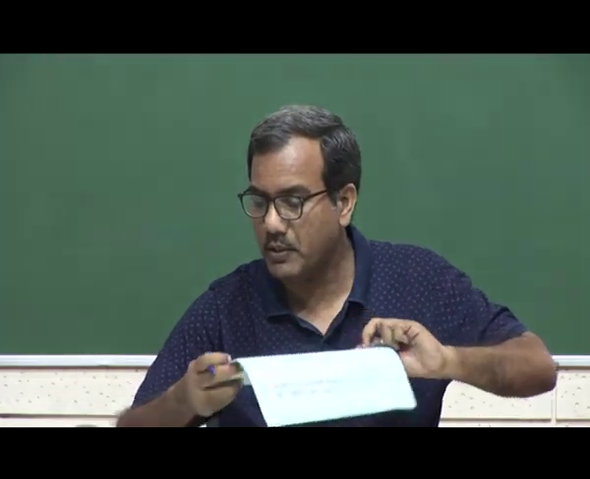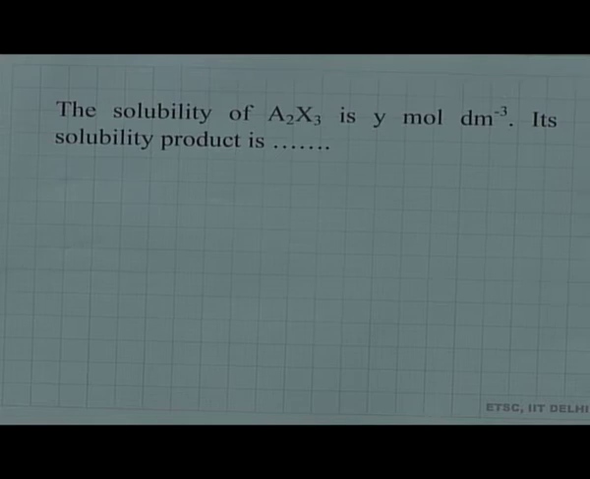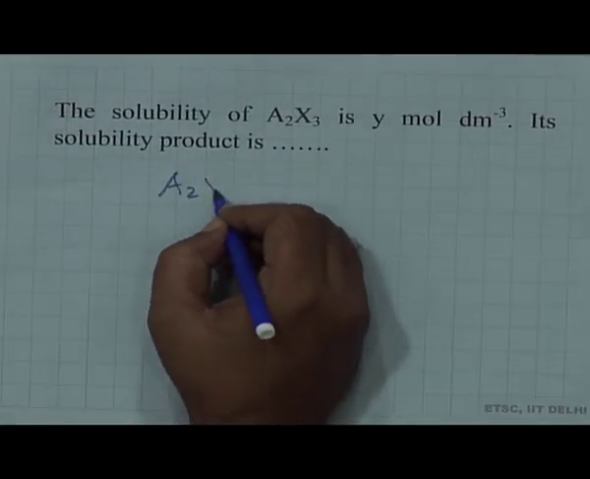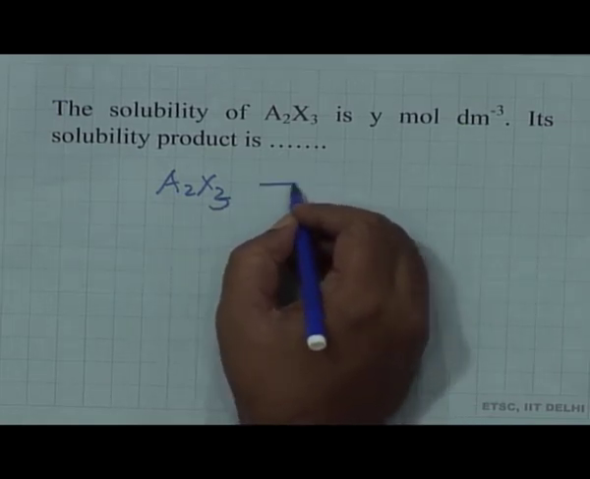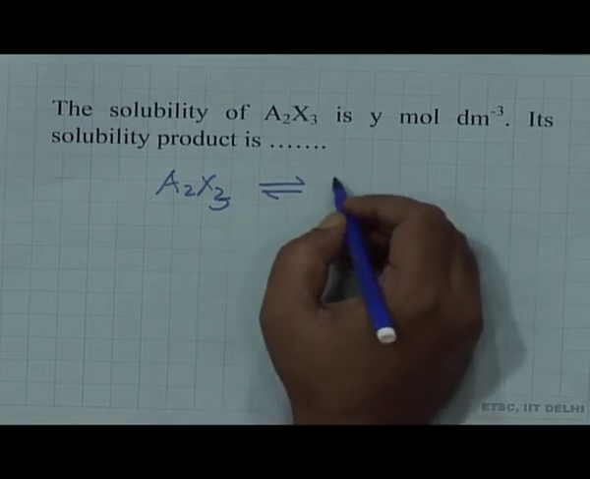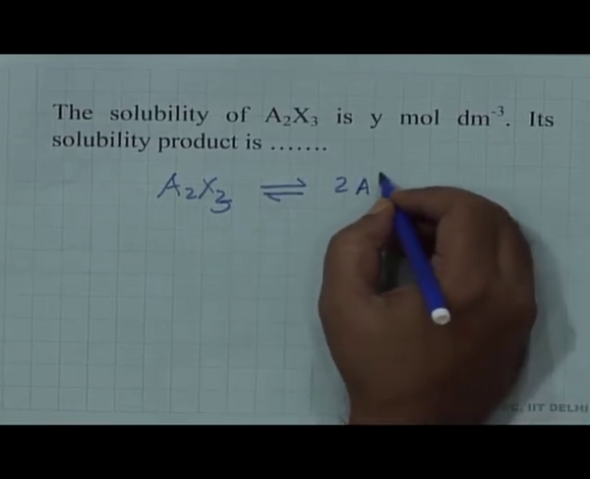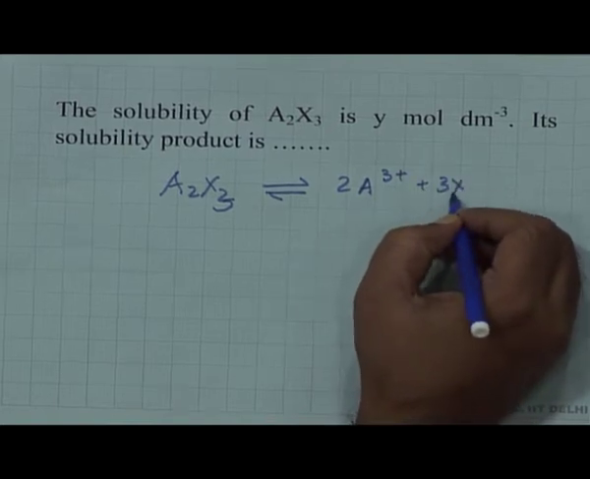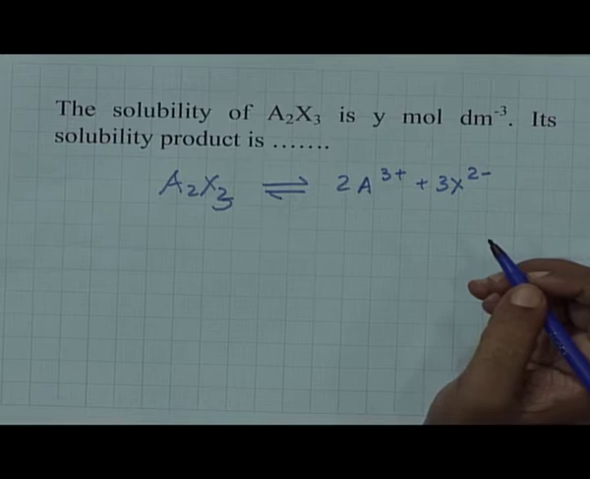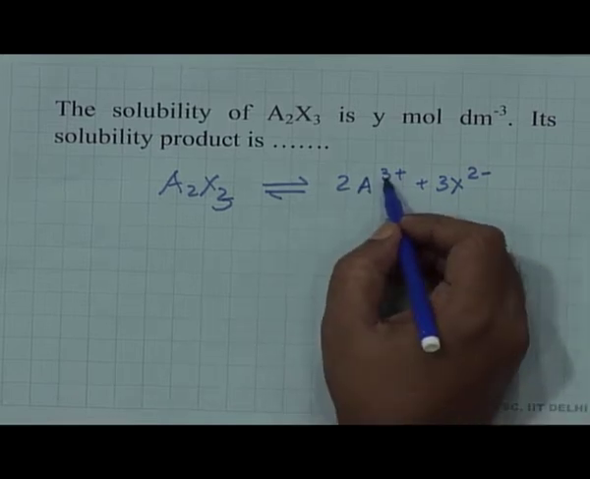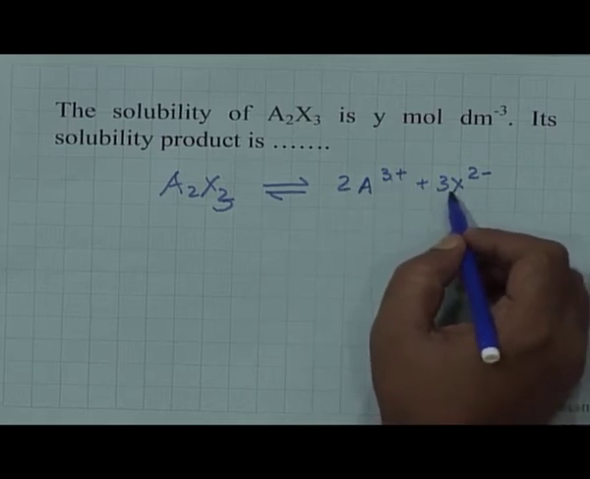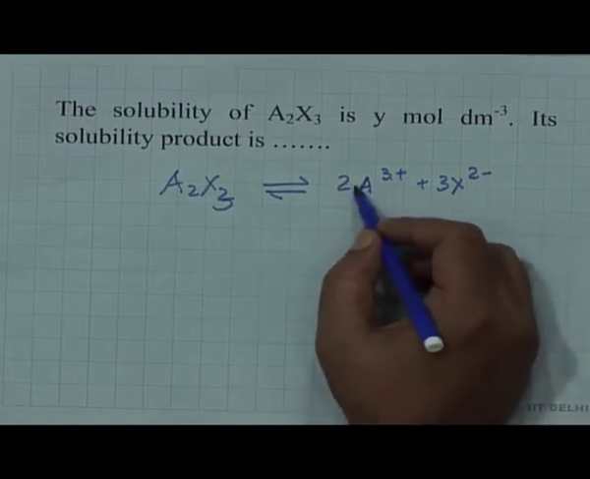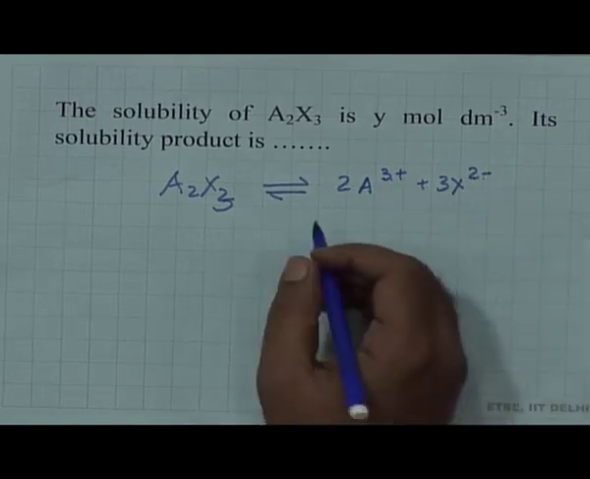So, let us do some questions. For example, the solubility of A2X3 is Y mole per liter. What should be its solubility product? A2X3, when you put it into the solution, what you are going to get is 2A3 plus and 3X2 minus. You can see that the total charge on A is 2 into 3 plus, and on X is 3 into 2 minus, so 6 plus and 6 minus, so the total is neutral.